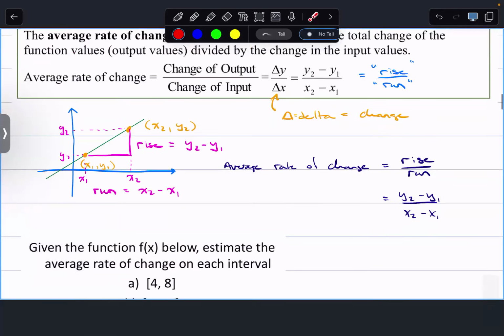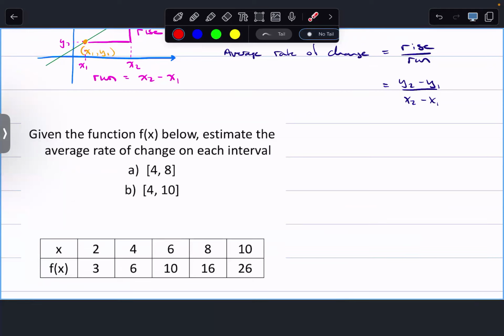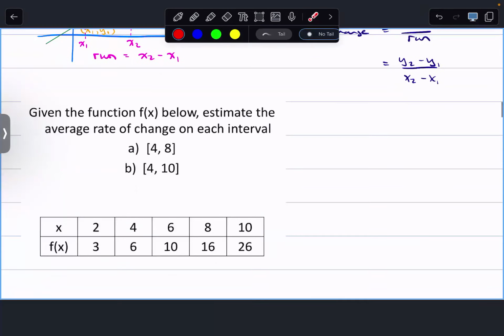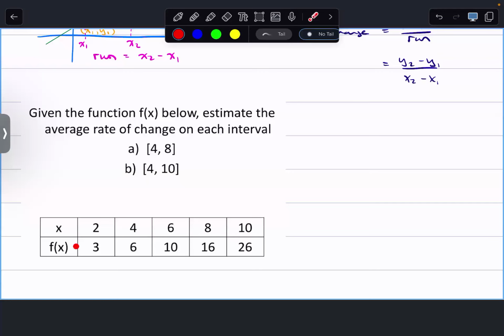Okay, we'll just do this example, and then I'll leave the rest for Thursday. Given the function below, the function is given as a table, which we saw last week. We're allowed to do that, and we know how to read it. I give it an input and it returns some output. Yes, technically the reverse is true. We want to estimate the average rate of change on each interval.